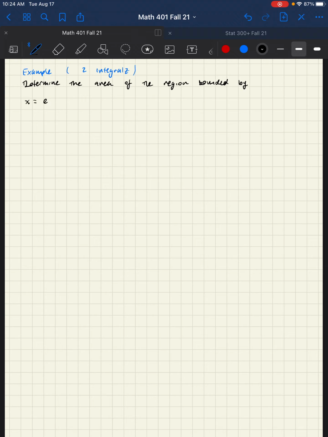So it's going to be bounded by x equals e to the 1 plus 2y, x equals e to the 1 minus y, y equals negative 2, and y equals 1.